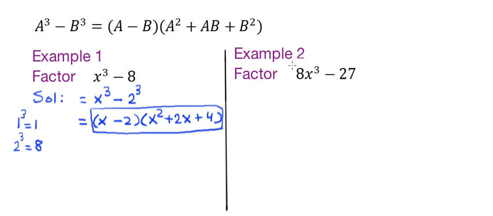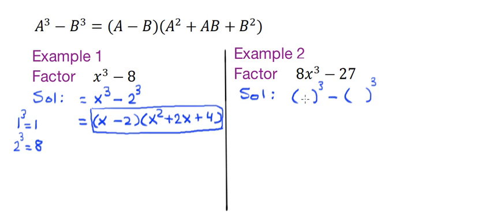Let's take a look at example number 2. This time they say factor 8x to the third minus 27. Again, solution. The idea is to express this binomial as the difference of two cubes. Since now I'm dealing not just with a variable, not just with a number, but a number together with a variable, I advise you to write it this way. Use parentheses this time.